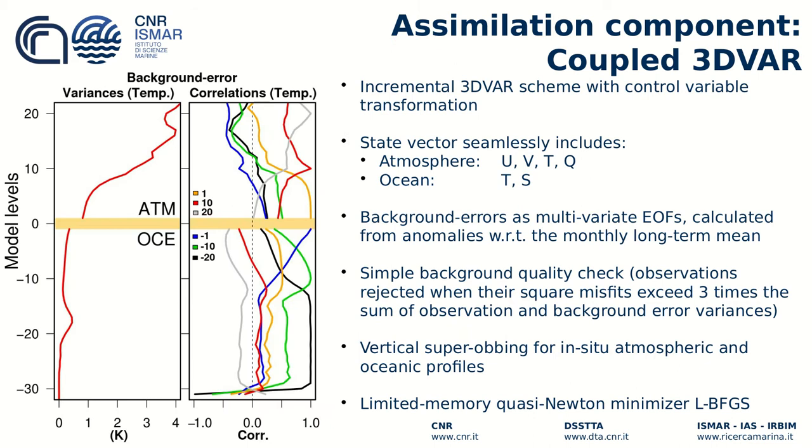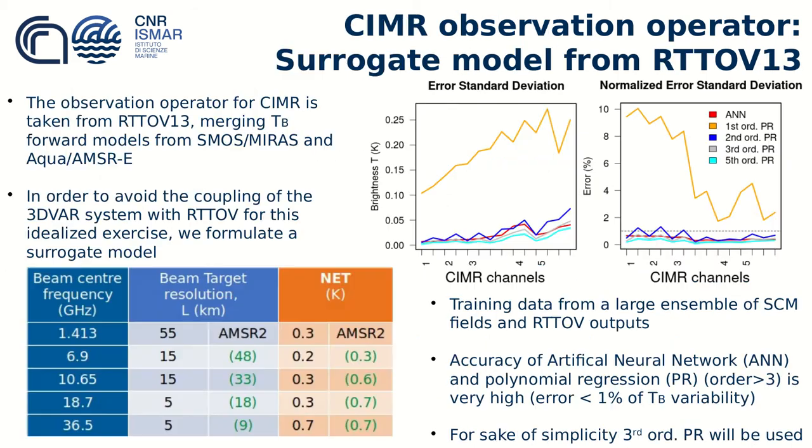The assimilation system is a variational scheme, an incremental variational formulation, which includes seamlessly parameters from the atmosphere, wind, temperature and humidity, and from the ocean, temperature and salinity. Background error covariances are multivariate, and the system also includes a simple background quality check and vertical superobbing. On the left side you can see the profiles of temperature error variances for the atmosphere and the ocean, and vertical correlations on the right panel, including both atmosphere and ocean.